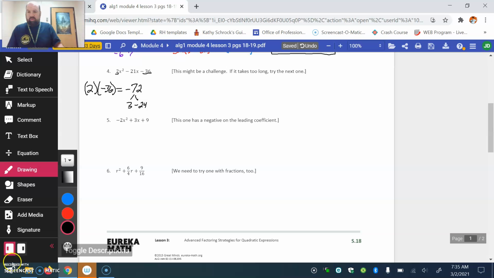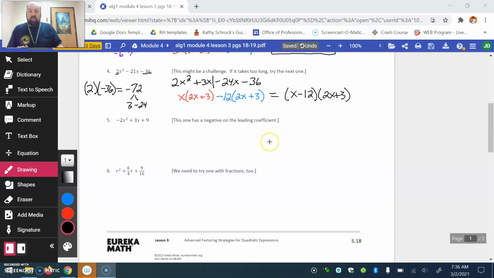I'm going to pause the recording, pause the video, and try it. If you can't, you can continue to hit play and you'll see the answer in a moment. Okay, we are back. As you can see, what I did is I wrote this out and then I separated it in the middle.